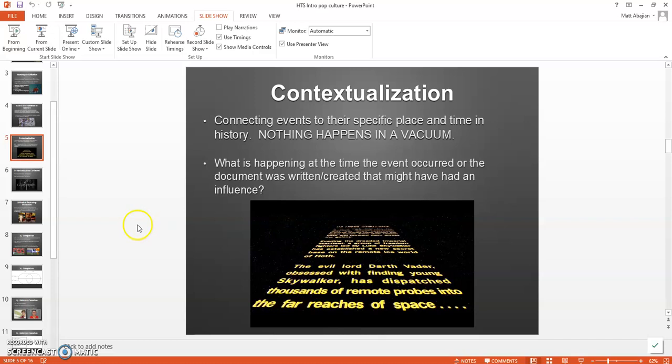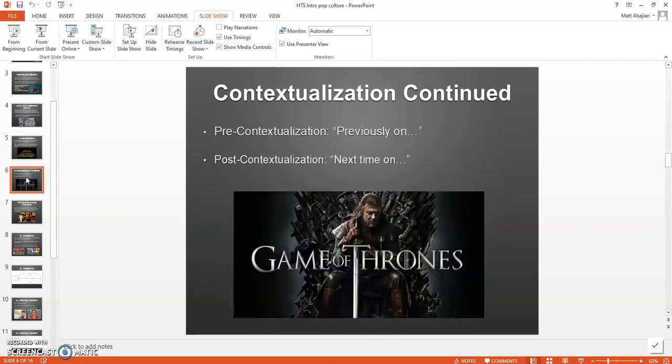What's happening around it? It's kind of like if you're watching a TV show like Game of Thrones, right? You are about to jump into an episode, and right before that they play the "previously on," and they tell you kind of what happened in the previous episode. Or, hey, next time in this TV show, this is what's going to happen. For contextualization, you might be talking about an event, but I want to know what's surrounding that. What happened previously on? What happened after that? What's taking place to put us into that story?